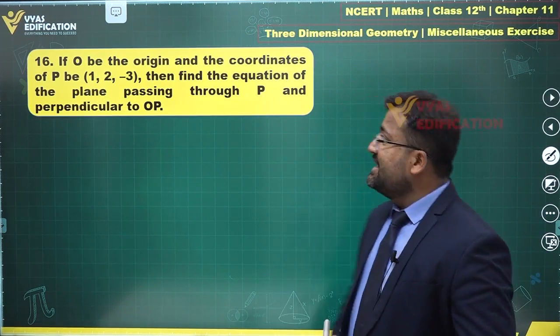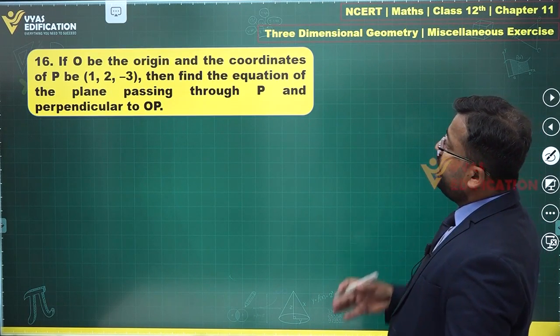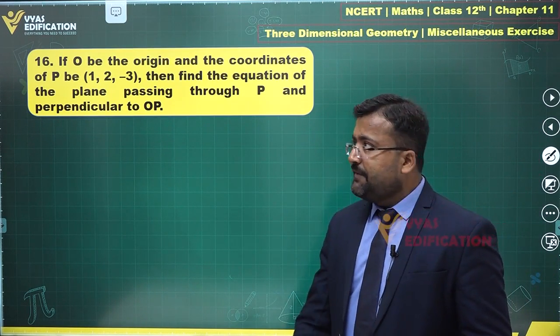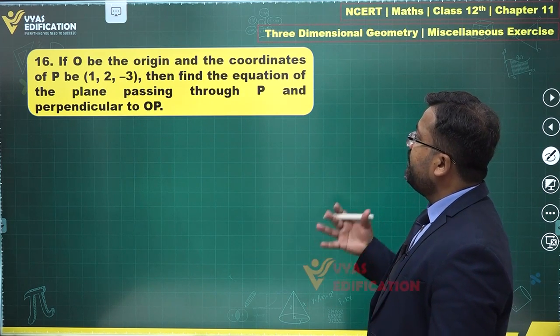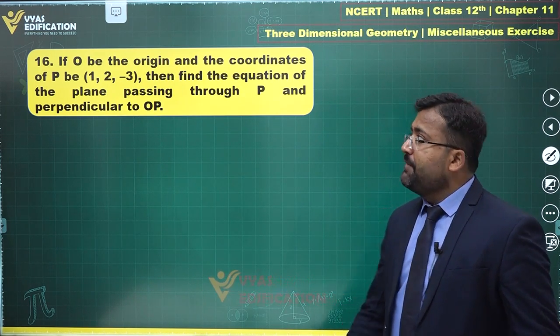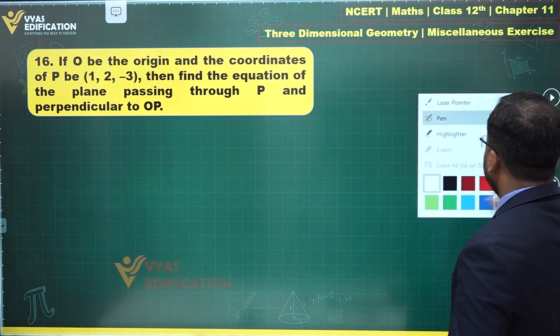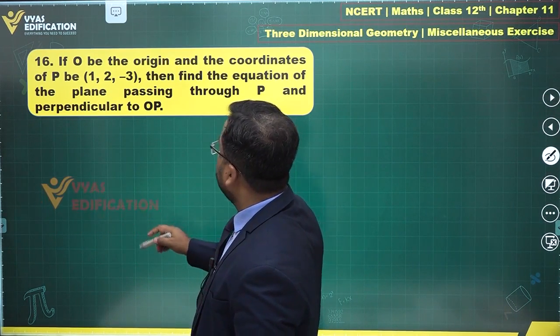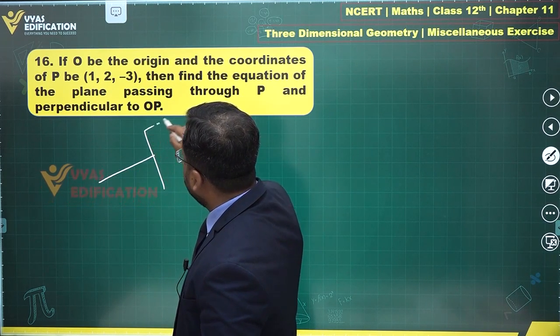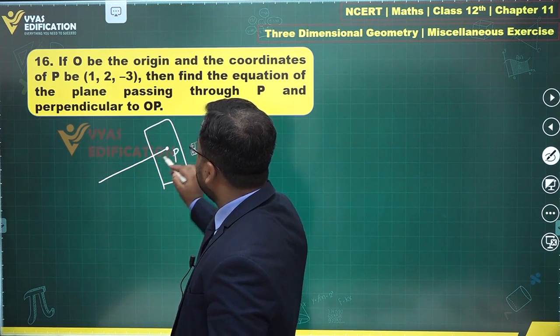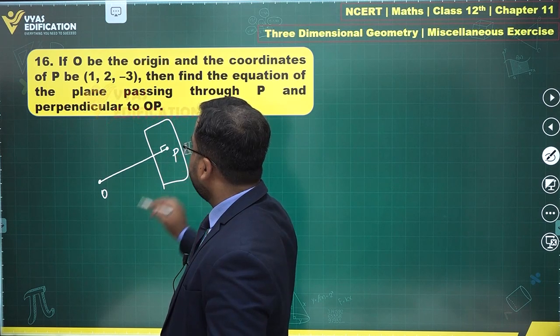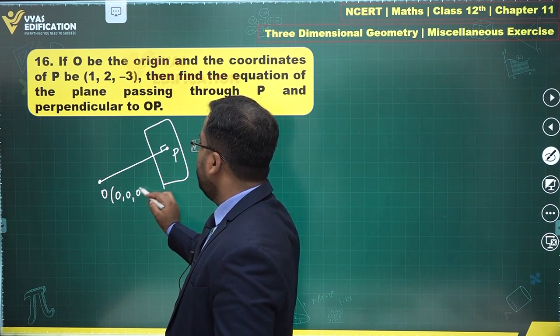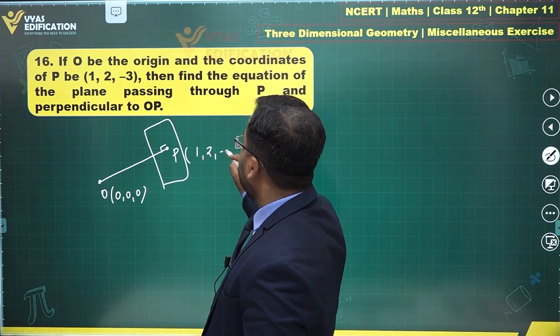Question number 16 says, if O be the origin and the coordinates of P be 1, 2, minus 3, then find the equation of the plane passing through P and perpendicular to OP. Okay, O the origin and P this particular point. Find the equation of plane passing through P and perpendicular to OP. So we are interested in this kind of a plane which is perpendicular to OP. O is 0, 0, 0 and P is 1, 2, minus 3.